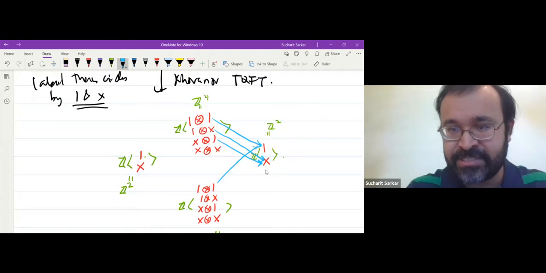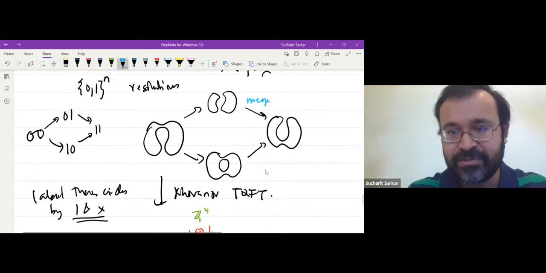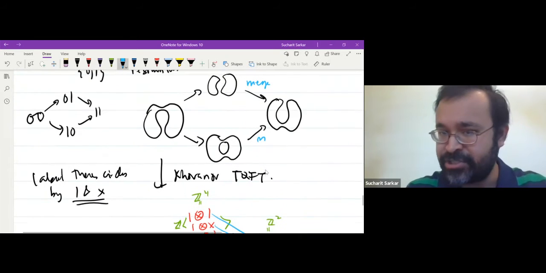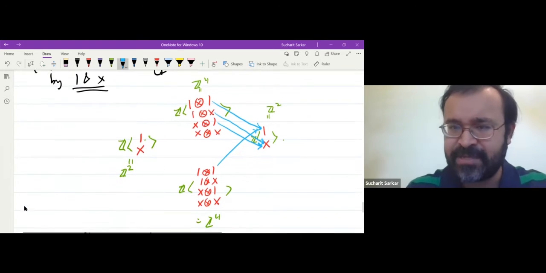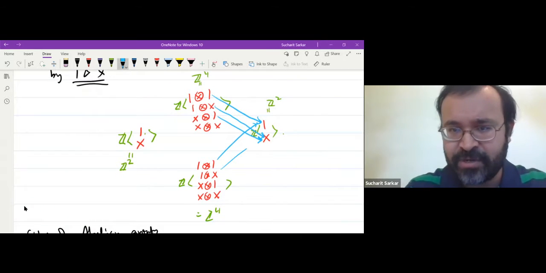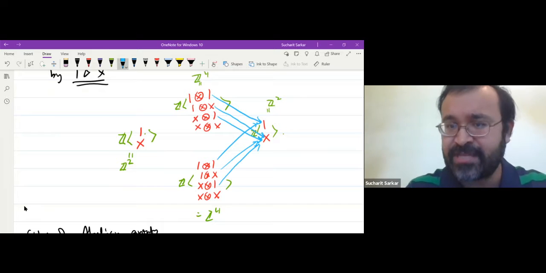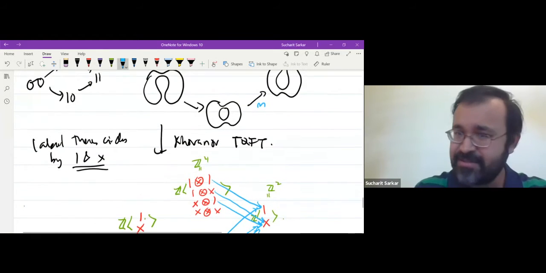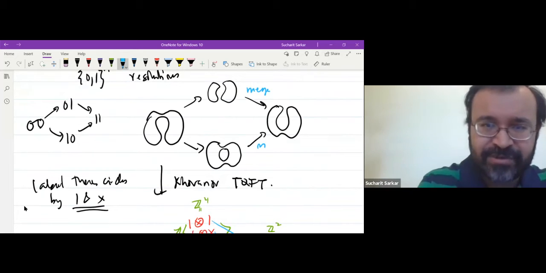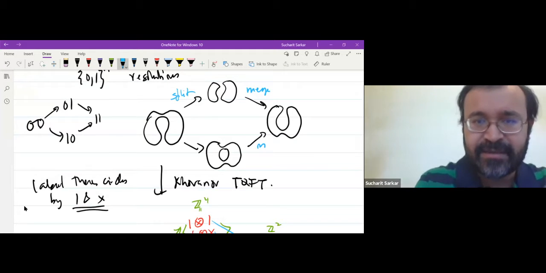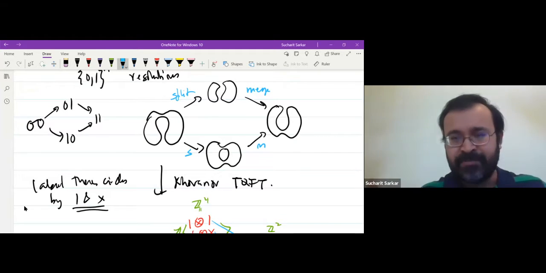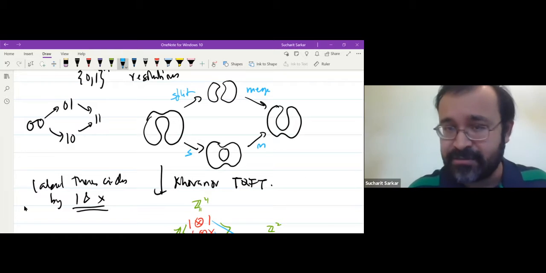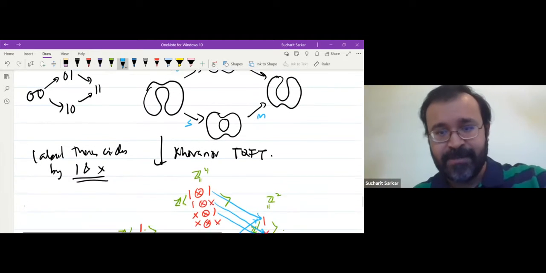So this is also a merge. So these 2 circles are merging to form 1 circle. So you're still multiplying. 1 tensor 1 goes to 1, 1 tensor X and X tensor 1 goes to X, and X tensor X goes to 0. Okay. Now the other thing that you could be doing is splitting. So these 2 edges are splits. As you travel along an edge, 1 circle could split to become 2 circles. That can happen as well.